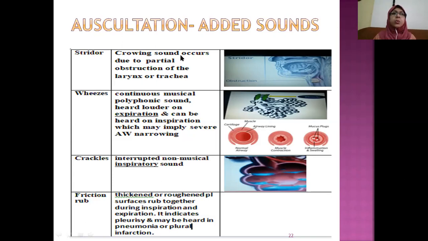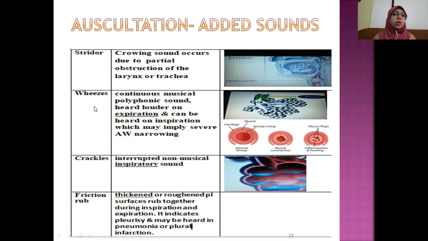Stridor is a crowing sound that occurs due to partial obstruction of the larynx and the trachea. For example, any growth leading to partial obstruction of the larynx or trachea, or any foreign body causing partial obstruction in the larynx or trachea, can produce stridor.